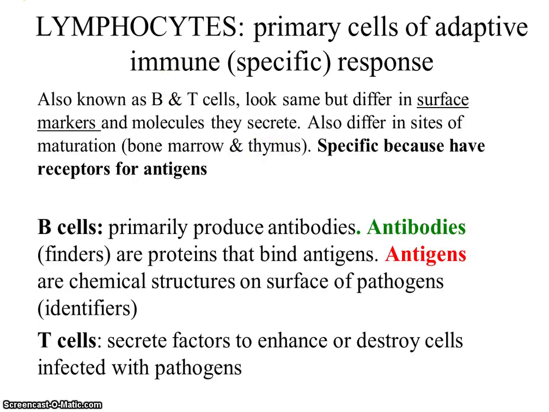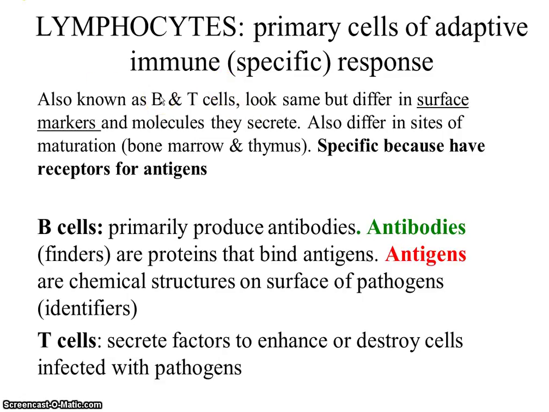All right, so here the lymphocytes, again, are part of the specific response. They are the primary drivers of the specific response. And we also, again, call the specific response adaptive because it changes according to how you change. So these are known as B and T cells. And you couldn't tell the difference when we looked at the slides.